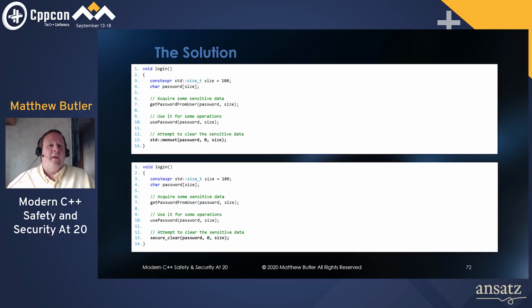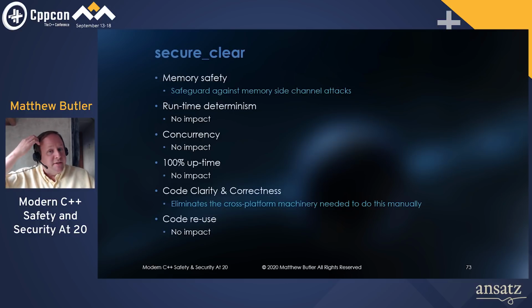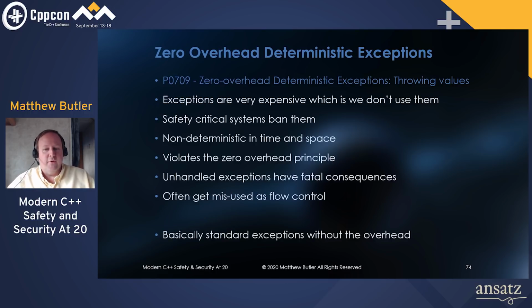So secure clear would be a platform independent way of signaling to the compiler: you cannot get rid of this. You must do this even if there's no side effects, because again, it's kind of like volatile. The side effects are something that are outside of the purview of the compiler to be able to see. So this is a safeguard against memory side channel attacks, and if you've ever tried to do this where you're doing both Linux and Windows, they each do it differently, so it can be somewhat painful to try and have a single piece of code that actually handles either one of them. So this would wind up being a cross-platform way of doing it.